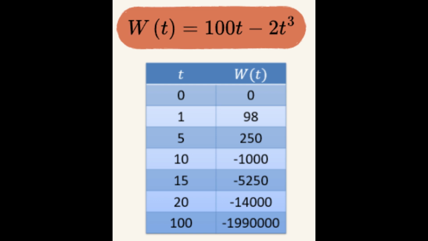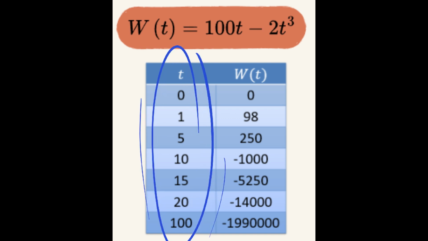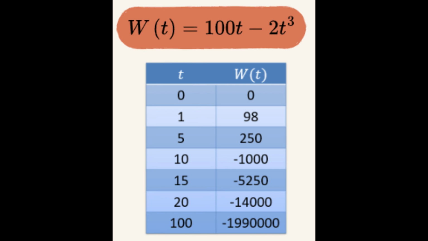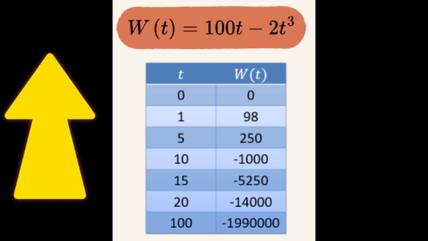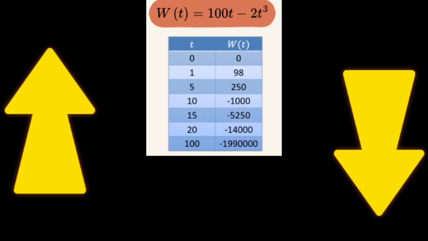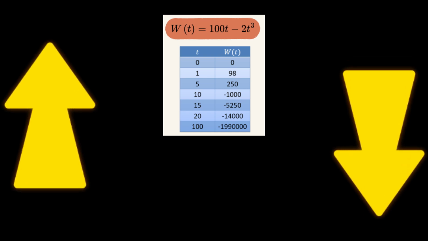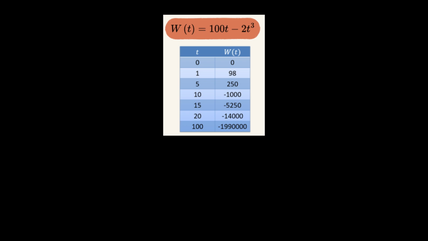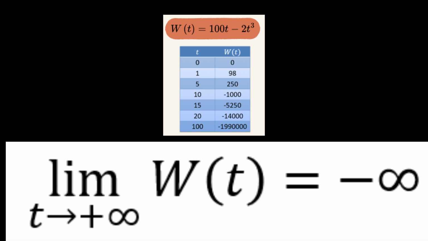Let's start by creating a table of values. We'll substitute increasing values of t into the function, specifically evaluating it at t equals 0, 1, 5, 10, 15, 20, and 100. Notice that as t increases, the resulting values of W(t) decrease significantly without bound. This suggests that the limit of W(t) as t approaches positive infinity is negative infinity. In other words, the volume of water decreases indefinitely as time progresses.